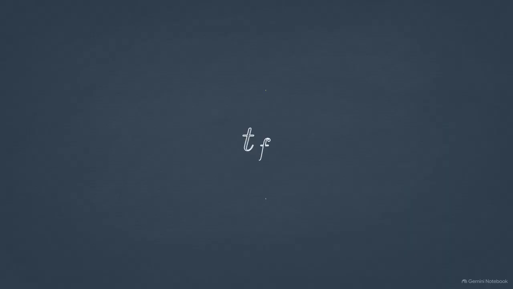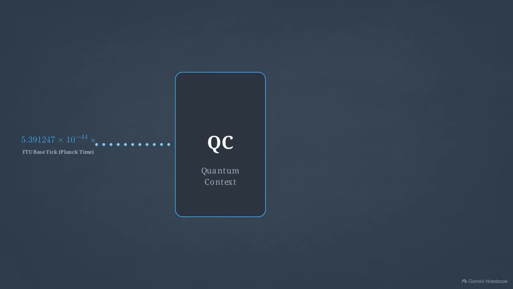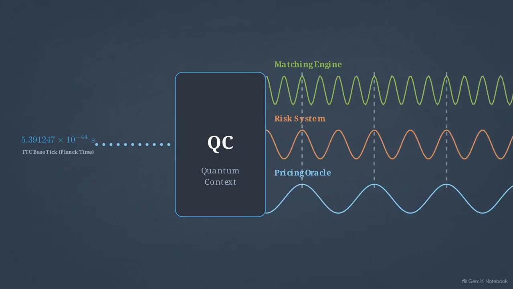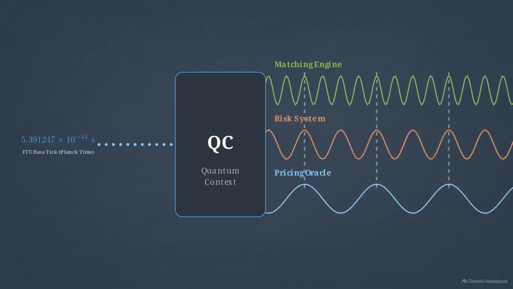First, TF is the FTU base tick, our Planck-anchored foundation. Next, QC acts as the translation layer, converting the FTU into localized domain tempo units. This allows distinct systems to operate at their specific required speeds.